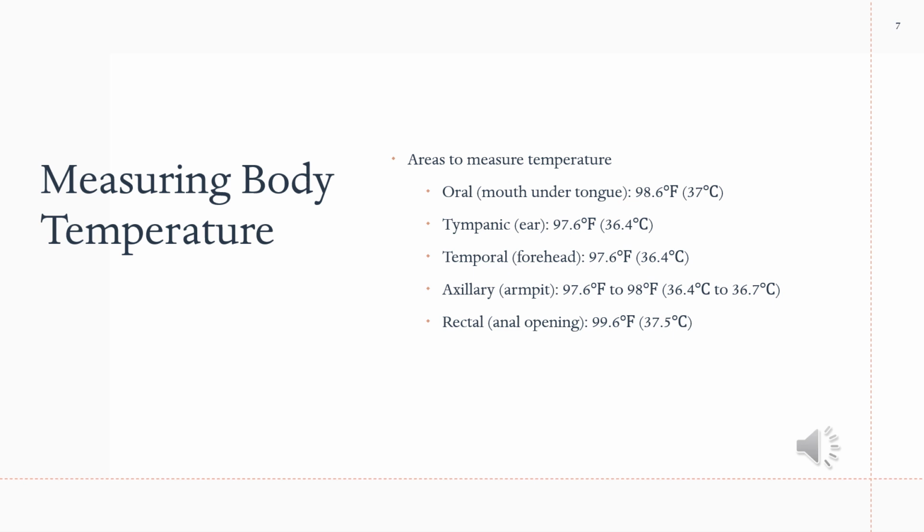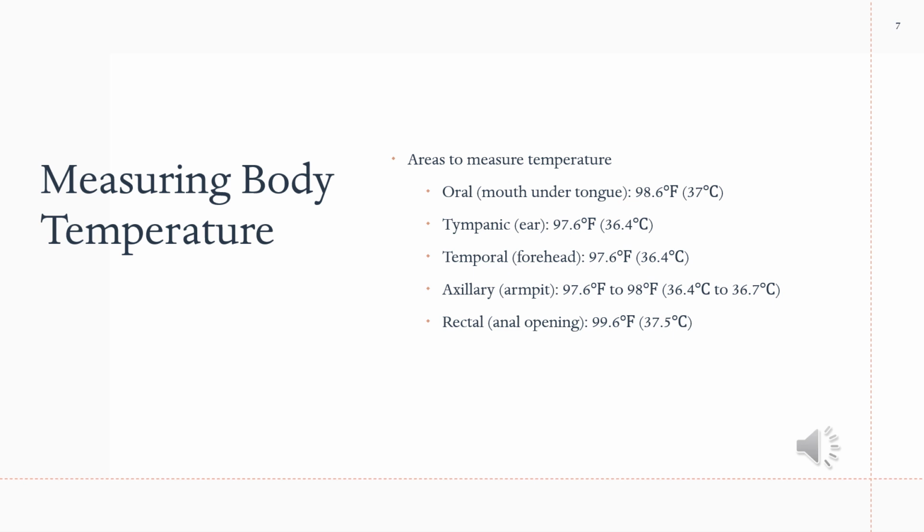Body temperature is commonly measured in 4 different areas: orally, which is in the mouth under the tongue; tympanically, which is in the ear; rectally, which is in the rectum; and axillarily, which is under the arm. However, advancing technology has eliminated pretty much the use of oral and rectal measurements, and they are less common, and now they're being replaced by what is called temporal measurement, which is taken on the forehead.